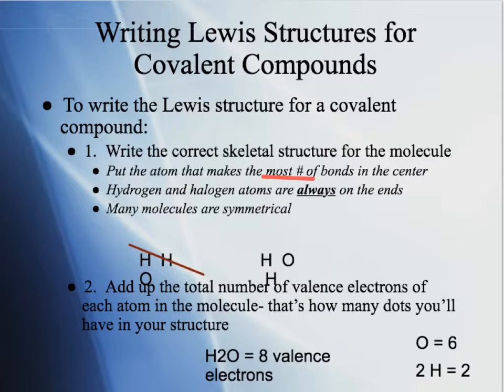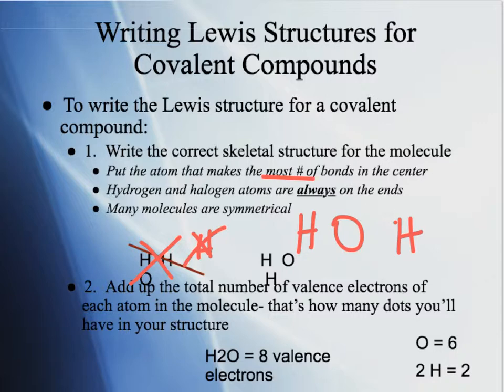So if we're doing water, we're not going to do this here with hydrogen in the middle. We're going to put oxygen in the middle and then H's on the sides. So hydrogens and halogens are always at the ends. And remember, lots of molecules are symmetrical. Nature is symmetrical a lot of times, and so molecules are as well. So if you've got oxygen in the middle, it's probably 2 hydrogens, one on either side. So that's the first step.